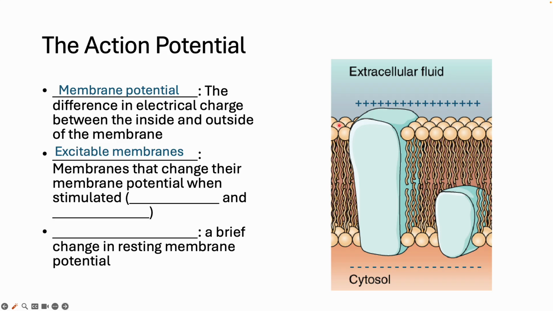An excitable membrane is a membrane that can change its membrane potential when stimulated. There's two types of cells in your body that have excitable membranes. One are neurons, which was the focus of this discussion, and the other is muscle cells. An action potential is then the brief change in the resting membrane potential.